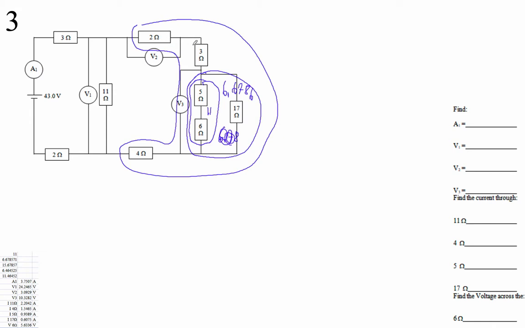So that's 2 plus 3 plus this guy plus 4, right? So let's do that. 2 plus 3 plus the guy I just got, the 6.6786. I just pop that in there and then plus 4. Use the up arrow. That's 15.6786 ohms. And now that is in parallel with this guy here.